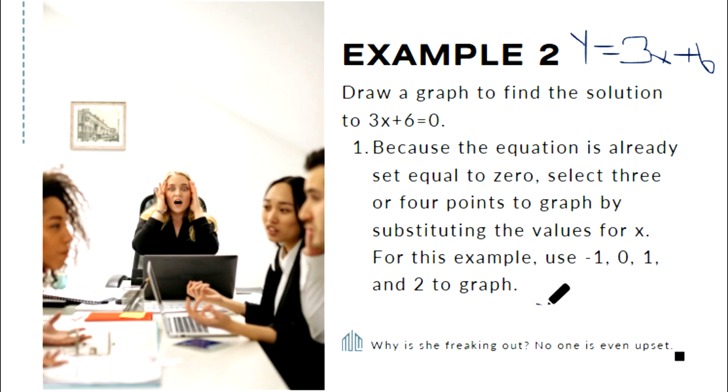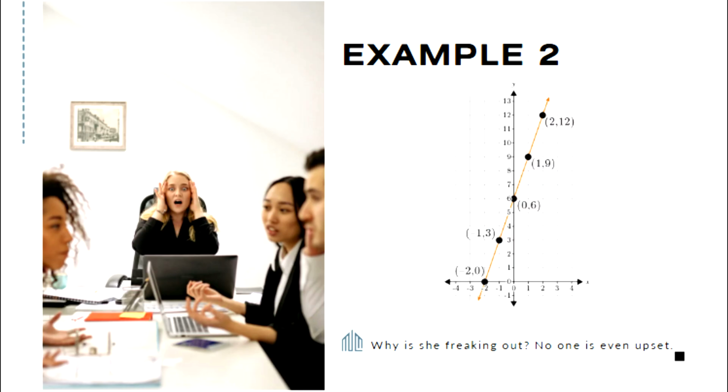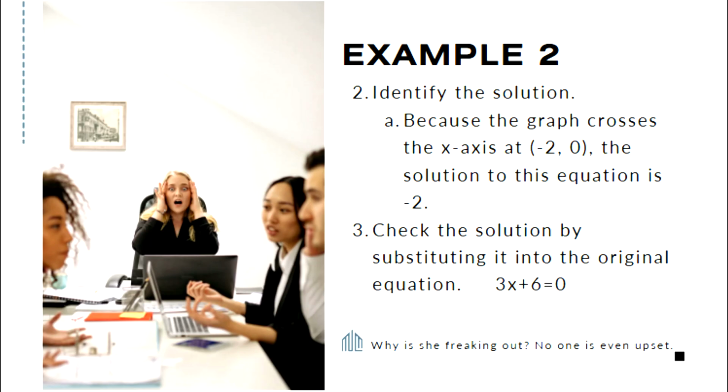So in this case, I would go y equals, we'll do negative 1, 3 times negative 1 plus 6. This gives us negative 3 plus 6, which gives us positive 3. So our first coordinate pair is negative 1, positive 3. You would do that for each of these x values. And look here, negative 1, positive 3. Okay, this is what our graph looks like.